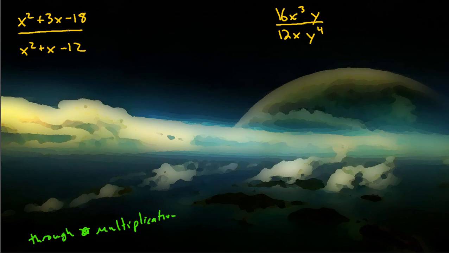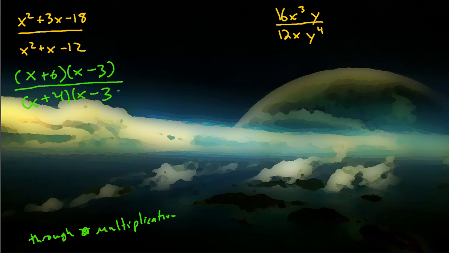So I'm going to factor the numerator, and I get x plus 6, x minus 3. I'm not going to go over how to factor. If that's something that you have trouble with, you should definitely seek help on separately. And we can factor this denominator and get x plus 4 and x minus 3.